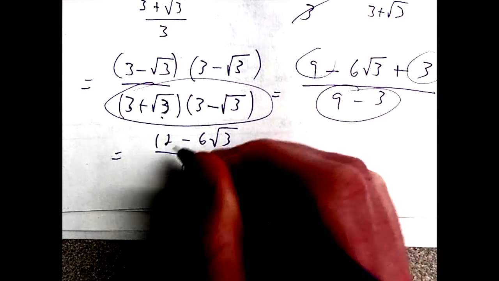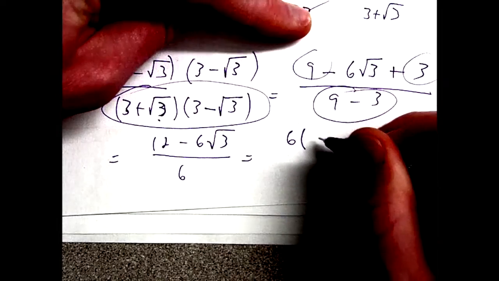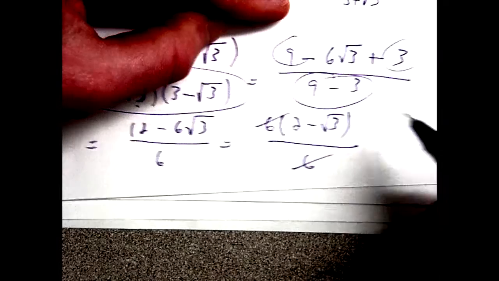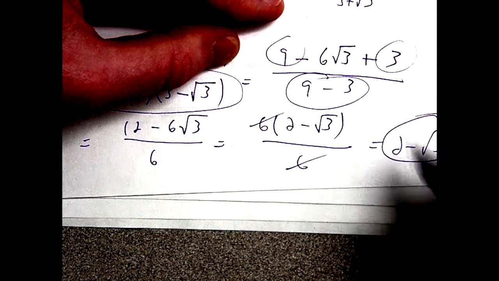And then if you like, you can factor out a 6 from the numerator and write this as 6 times (2 minus root 3) over 6, and then the 6's will cancel, and you get 2 minus root 3, and that's the answer. Okay.